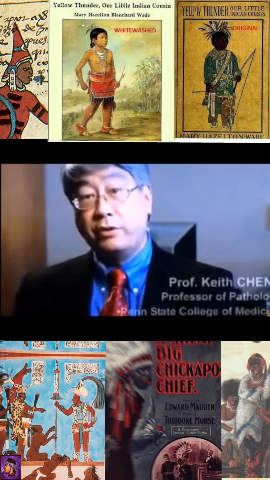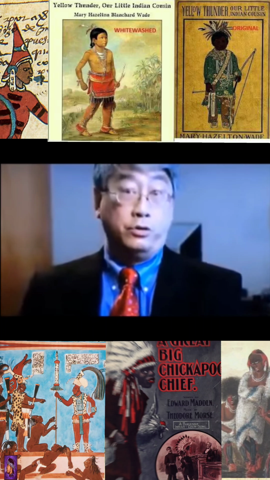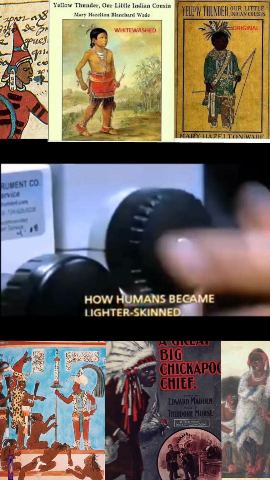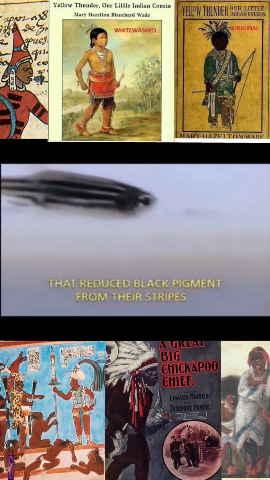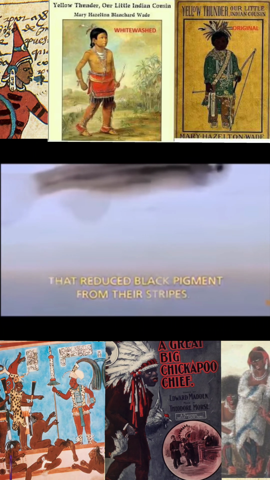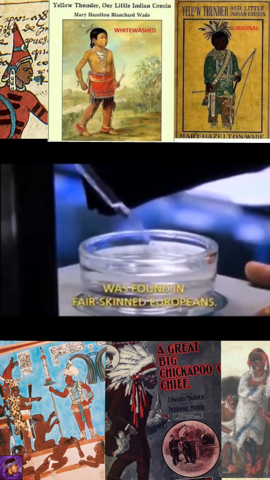Pigmentation to detect those mutations. By chance, the light skin-colored fish that I used for that research also taught us a lot about how humans became lighter skinned. What Professor Chang discovered was perhaps one of the most important genetic mutations ever found. A single change among literally billions of coded instructions within zebrafish DNA that reduced black pigment from their stripes. Soon after, this identical genetic mutation was found in fair-skinned Europeans.